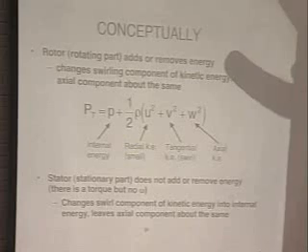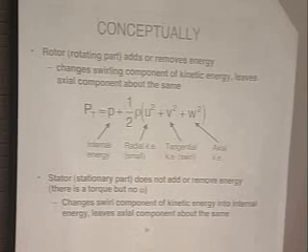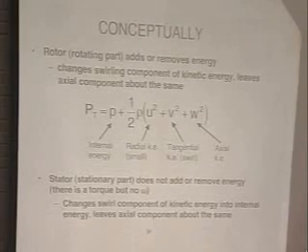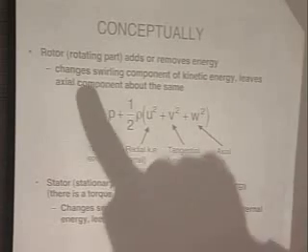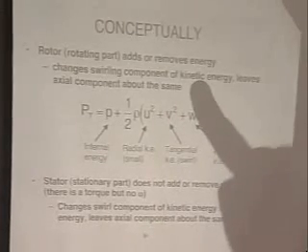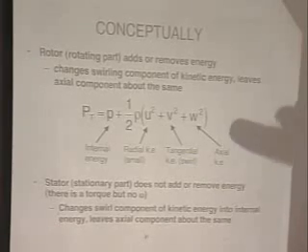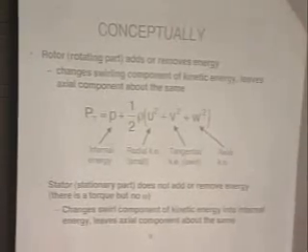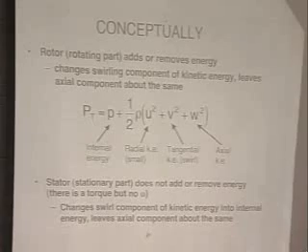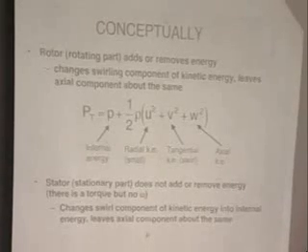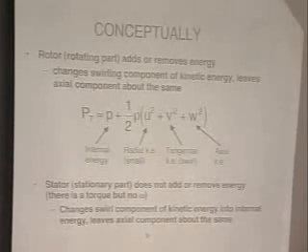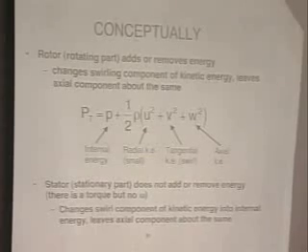So conceptually, the rotating part adds or removes energy. And it does this by changing the swirling component of kinetic energy and leaving the axial component about the same. And what I put down here is something that you'll recognize. What equation is that? The Bernoulli equation. Right, so this is one way you can think about the way this works.